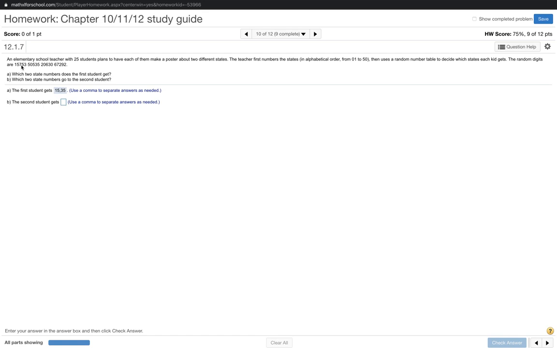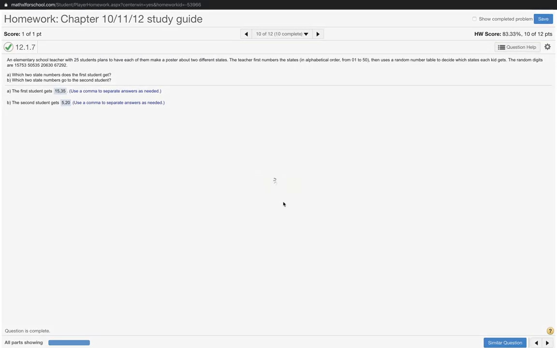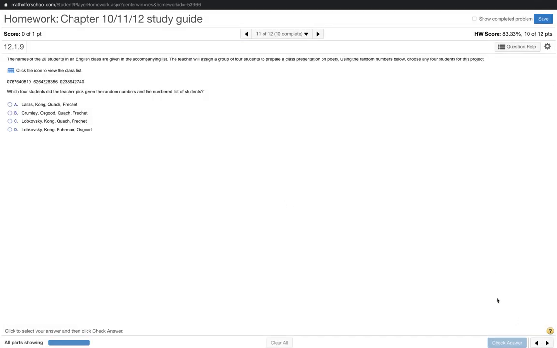If we continue from there, we have 15 and then 35. So continue. The next 2 is 05. So 5. That is a possible state number. So 05. The next 2 digits are 35. Well, 35 has already been taken, so we're going to skip that. Then we're going to go to the next 2 digits, which is 20. That is not too high, and that's not been taken already. So the second student is going to get state number 5 and state number 20 based on that random digit table.